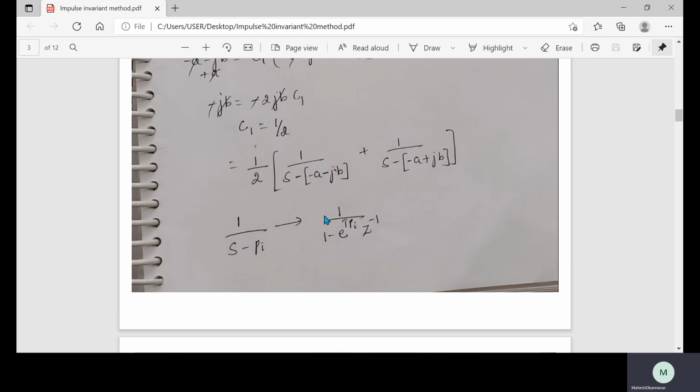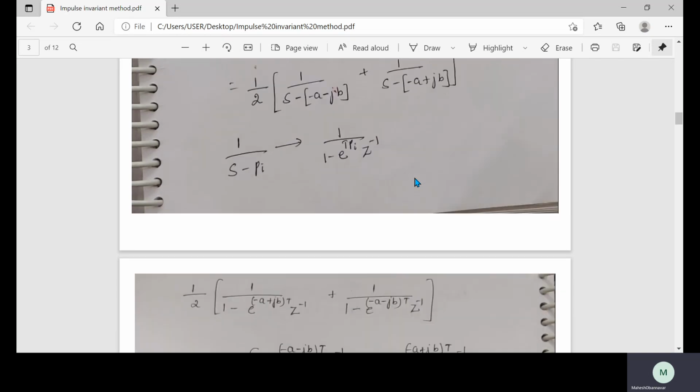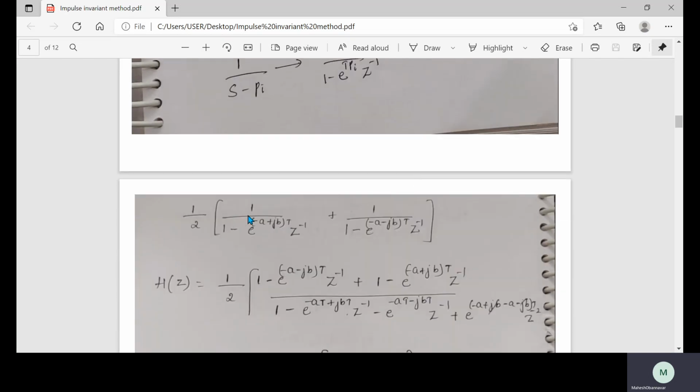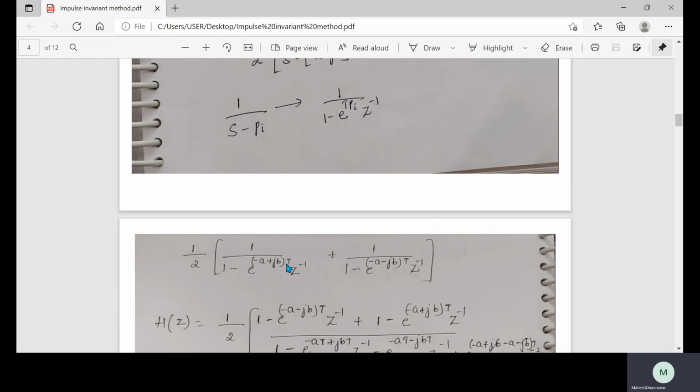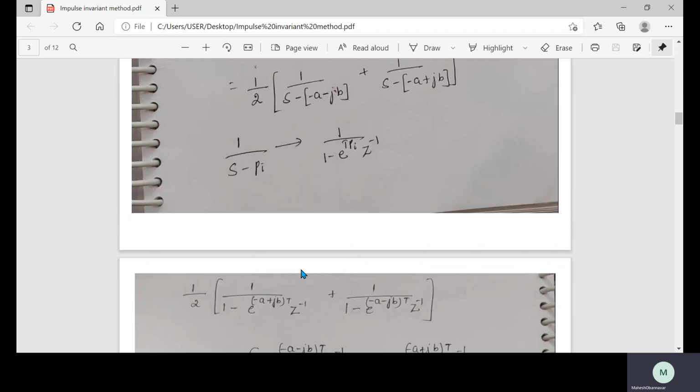So 1 by s minus pi is equal to 1 by 1 minus e to the power of t pi z inverse. So pi is this term, minus a minus jb here, and here it is minus a plus jb. So I substitute for that. So it is 1 by 2 into 1 minus e to the power of t pi into z inverse. So pi is what? Minus a plus jb into t into z inverse.